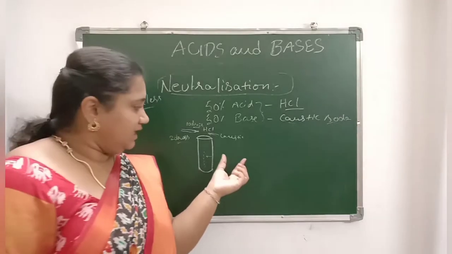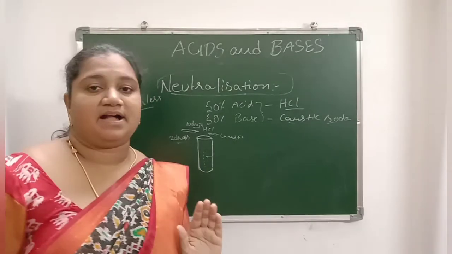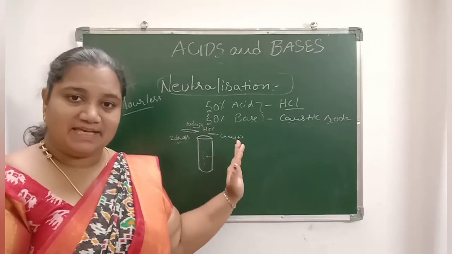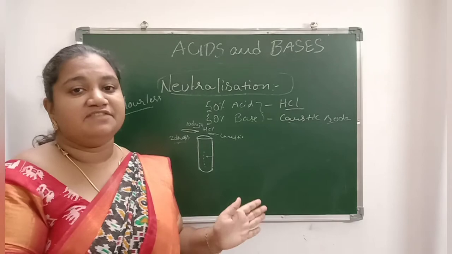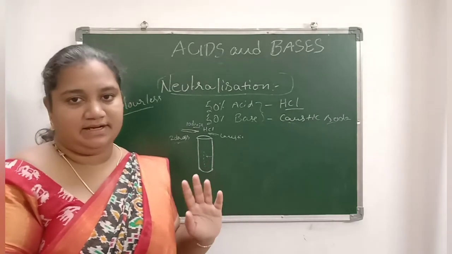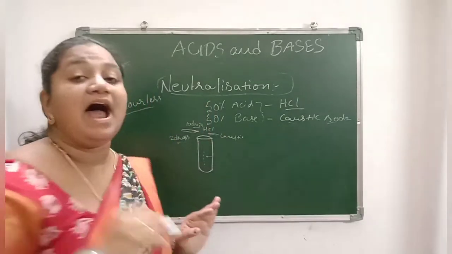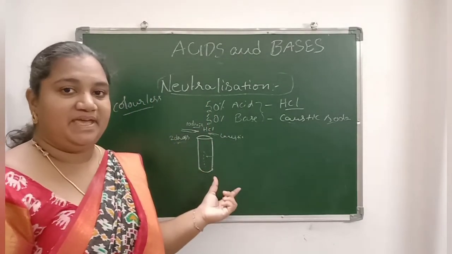Keep adding this caustic soda solution until it turns pink. Whenever the solution is basic, the phenolphthalein solution turns pink. Whenever it is acid, it remains colorless. So you have to add the caustic soda solution until the solution in the test tube turns pink.